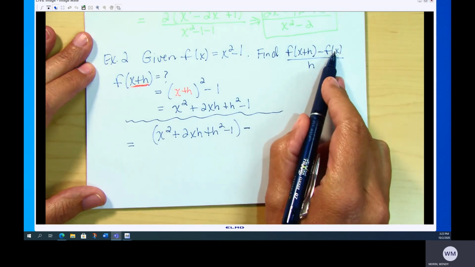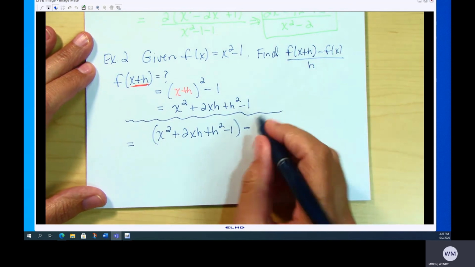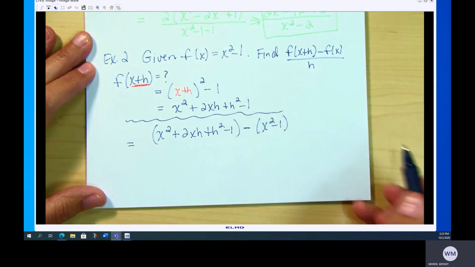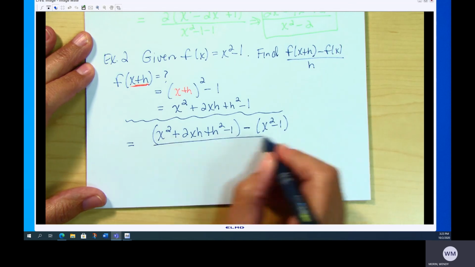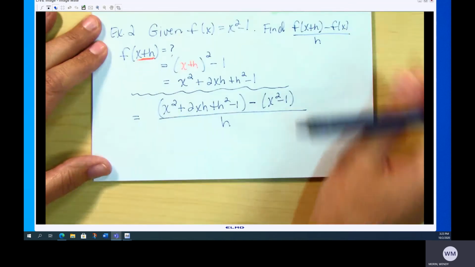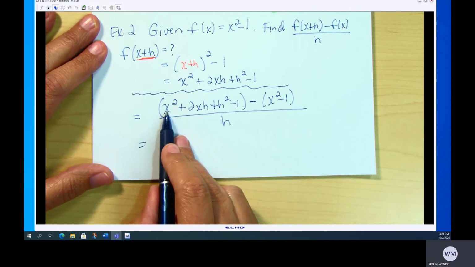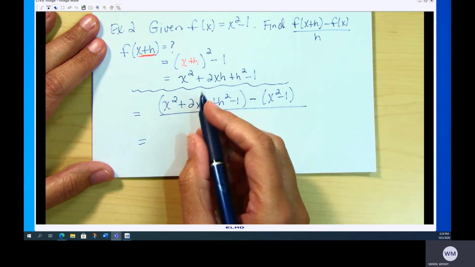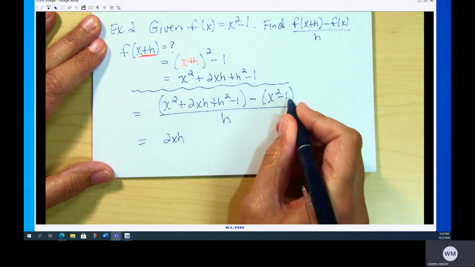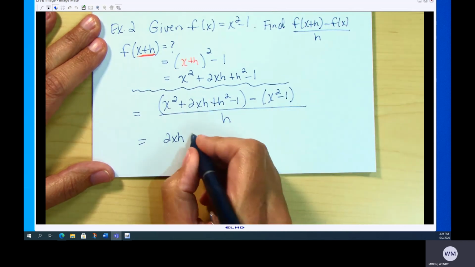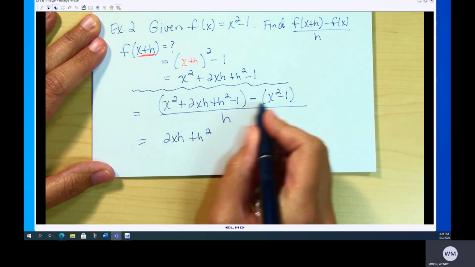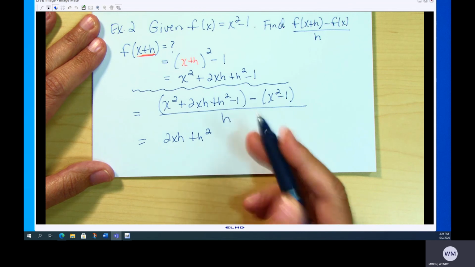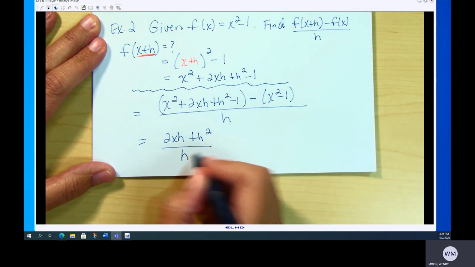Minus our f of x. Well, what's our f of x? Our f of x is given. And you have to subtract the quantity, otherwise you're going to get the wrong answer if you don't use parentheses. And then all divided by h. Okay, so that's going to give you x squared minus x squared, which is 0. And then you're going to have 2xh minus no 2xh's. And then plus h squared minus nothing. And then a negative 1 minus a negative 1 is the same thing as a negative 1 plus 1, which is 0. And that's all divided by h.